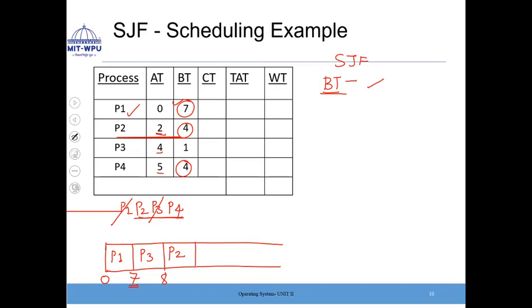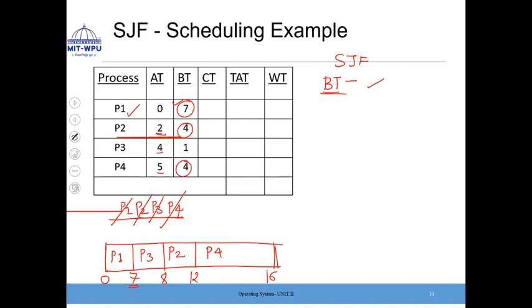The burst time of P2 is 4, so 8 plus 4, it will take a total of 12 units of time for the execution. Now the last process left in the queue is P4. The burst time of P4 is again 4. So the time at which P4 completes the execution is 12 plus 4, that is 16. In this Gantt chart, P4 has executed its task, so all processes have finished their execution.